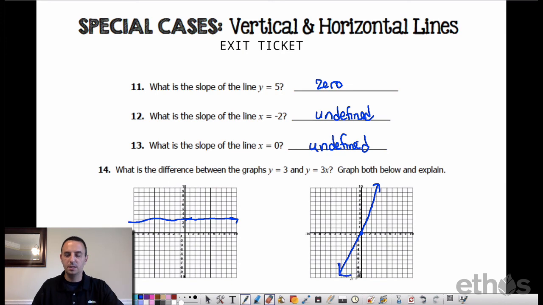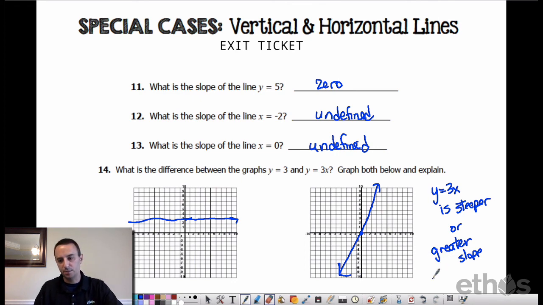Okay, the biggest difference, like it said, is that y equals 3x is steeper, or I would say has a greater slope, is what I would have looked for on the answer. Because this has a 0 slope, this has a slope of 3. Those are the two things I would say. I might mention also that they have different y-intercepts. Okay, so you've got lots of different options there. But those are the kind of things you're going to be able to answer for me on the test.